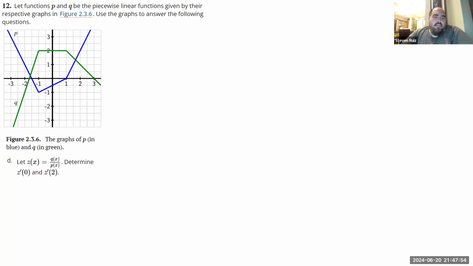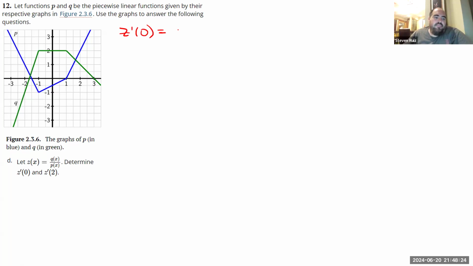And finally, part D. Oh, I'm sorry, there are 5 parts to this. So now we're being given a new function z, which is defined as a quotient. We want to find 2 values, z prime of 0 and z prime of 2. So z prime of 0. So we need to use quotient rule here.